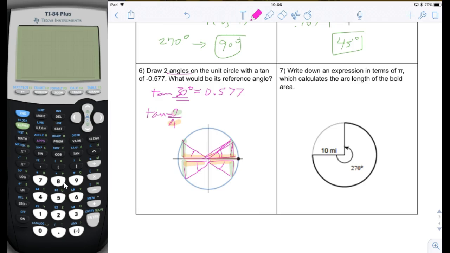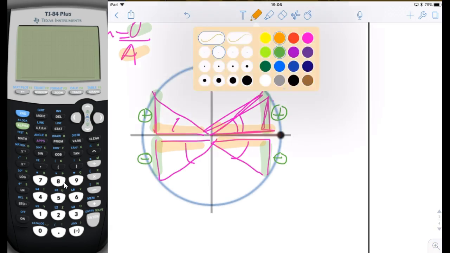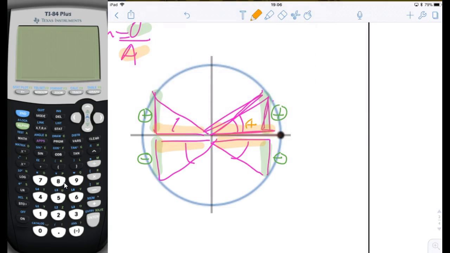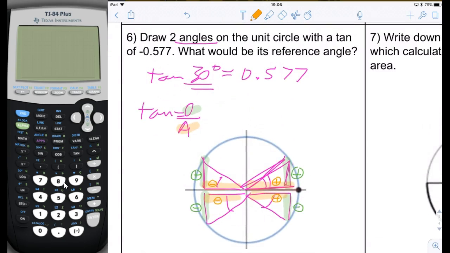And in which cases do we have positive or negative green or orange sides? Okay, now we can see that the green side here is positive because it goes up. The green side here is also positive because it goes up. The green side here is negative because it goes down, and the green side here is negative because it goes down. What about the orange sides? The orange side here is positive because it goes to the right, positive because it goes to the right. The orange side here is negative because it goes left, and the orange side here is negative because it goes to the left, right? And so now we're going to look at these, and we're going to find when the tangent is negative, because we want negative 0.577, not positive 0.577.